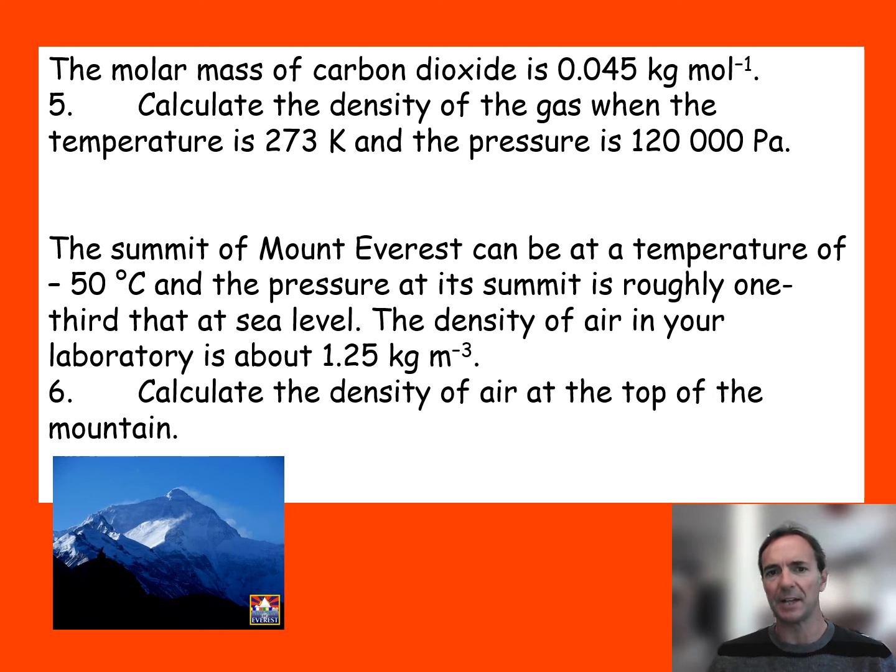Calculate the density of the gas when the temperature is 273 and the pressure is 1200 pascals. Now, very common one, this one, mixing up various parts of the course. So we know density is mass divided by volume. Mass divided by volume, that's where the volume comes from, you see. So therefore, you're going to need to be able to rearrange PV equals nRT to get n over V. Now, the n, of course, is number of moles.